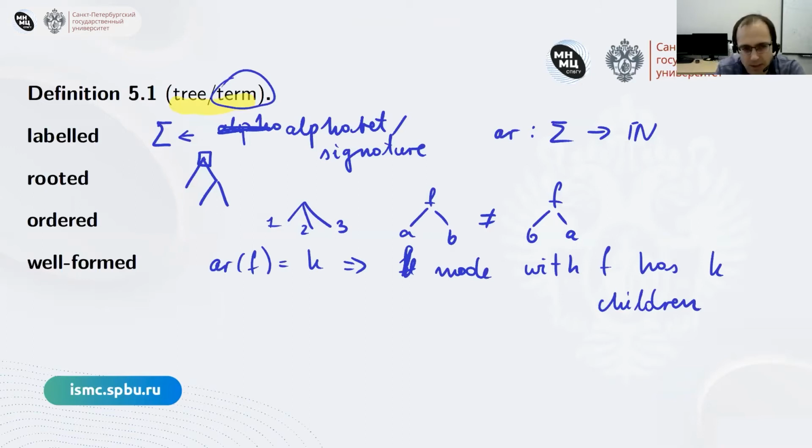I will also sometimes write things as trees to make the description clearer, but also sometimes write them as terms, because then it's sometimes easier to define things precisely.